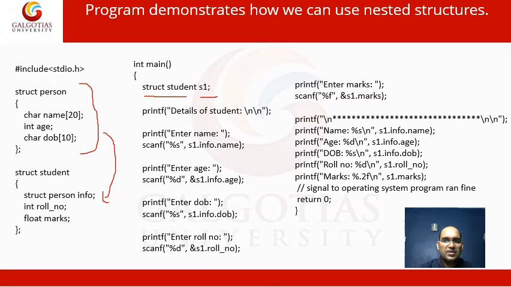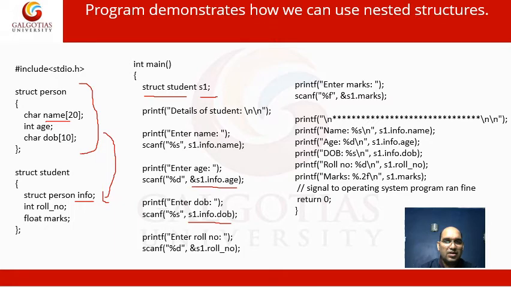Now we are just printing details of the student. Printf enter name. Where should the entered name go? The entered name should go to s1 dot info dot name, right? So s1 dot info dot name. Second is the age. The age is also s1 dot info dot age, so address of s1 dot info dot age. The third one is date of birth that we want to access, so s1 dot info dot date of birth.